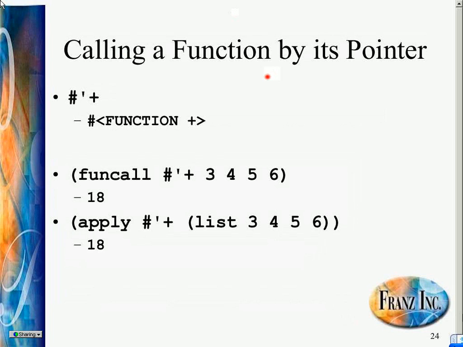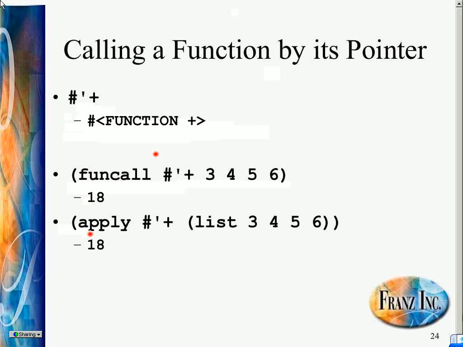Now, calling a function by its pointer, hash quote plus, if you evaluated that, you would get this expression. This expression can't be typed in, by the way. When you have a hash less than, it means that this is something that can't be read by the Lisp reader. And the reason for that is that it's just too complicated to figure this out. If you actually looked at this, you'd probably get a little bit more data inside that, but we're doing slightly simplified here. So funcall, hash quote plus, 3, 4, 5, 6.